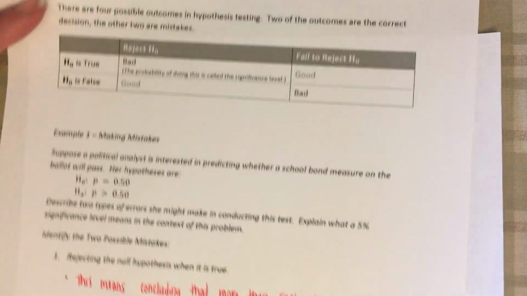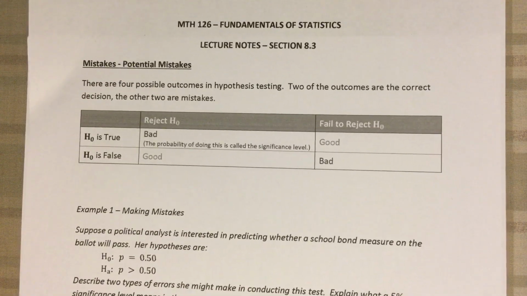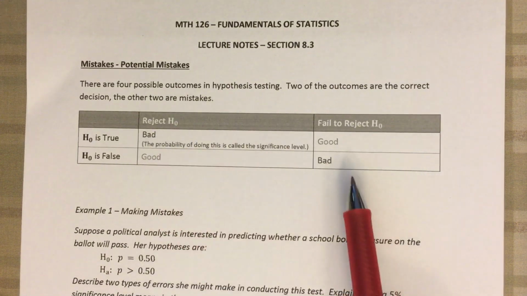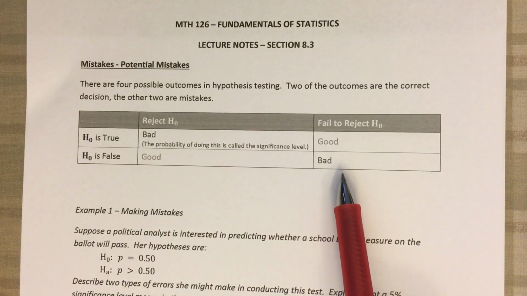Alright, so again, looking back up at this table, these two examples that we see down at the bottom, these two mistakes, our first one is this case of making a bad decision, our other one is this case of making a bad decision.